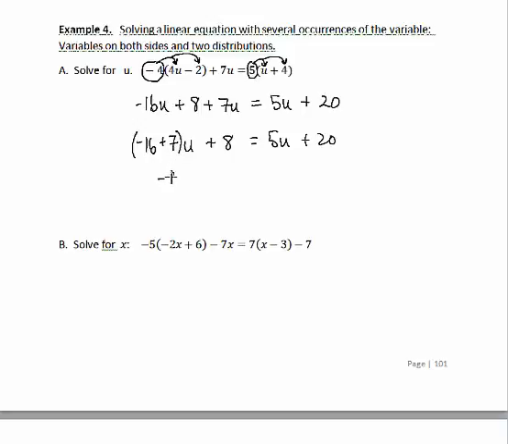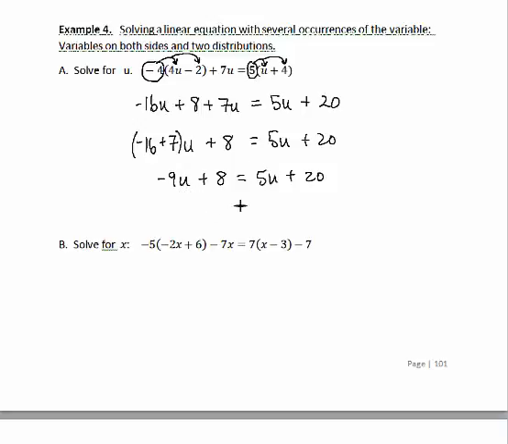That gives us a negative 9u plus 8 equals 5u plus 20. So now, there are no like terms on the right. There's only two. This one has a u. That one does not have a variable, so these are not combinable. And same situation on the left. We can't combine these two on the left, so now we have to jump across the equal sign.